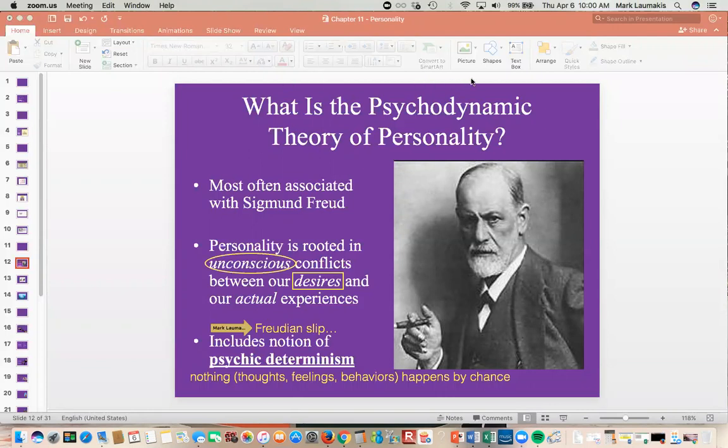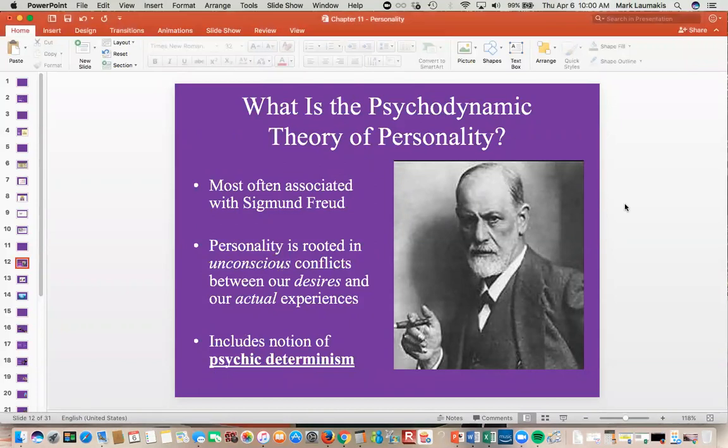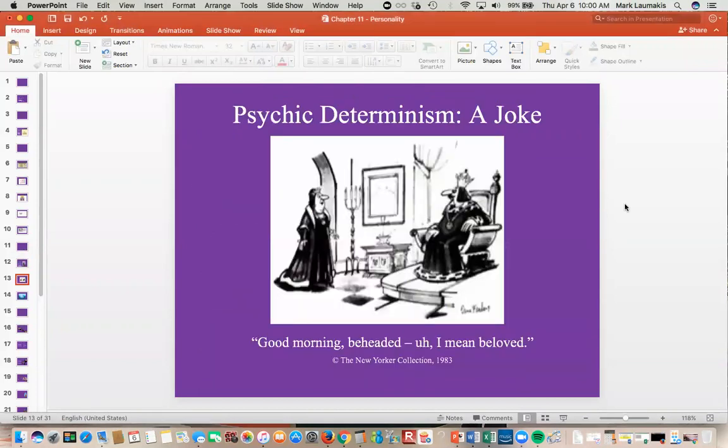Or maybe the example is like the one I built on the next slide here, right? We've got this queen coming in to see the king, and instead of saying, good morning, beloved, she says, good morning, beheaded. Oops, I meant beloved, right?